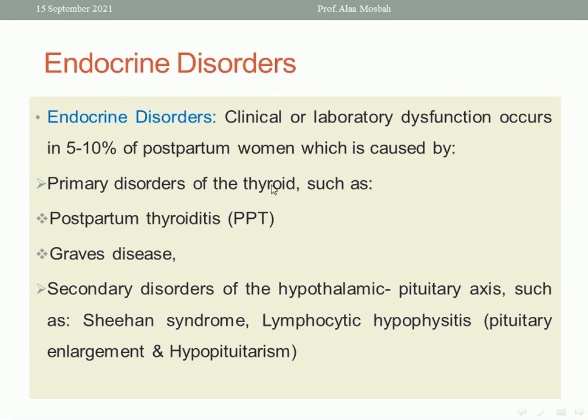What about endocrine disorder during puerperium? Maybe autoimmune thyroiditis, postpartum thyroiditis, Graves' disease, and secondary disorders of the hypothalamic pituitary axis such as Sheehan syndrome and lymphocytic hypophysitis, in which there is pituitary enlargement and hypopituitarism.